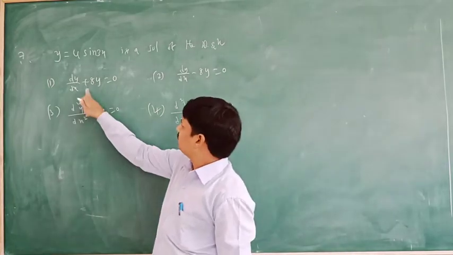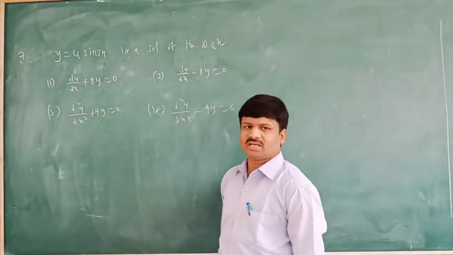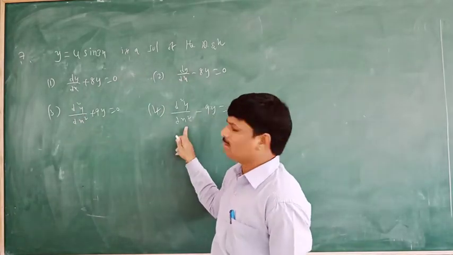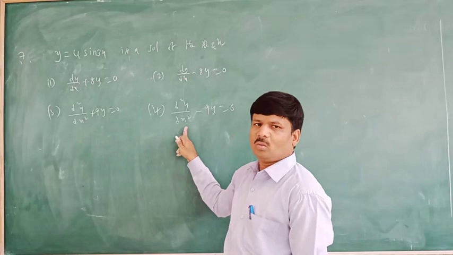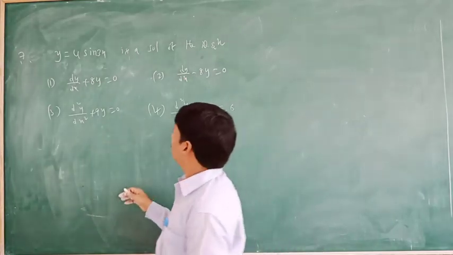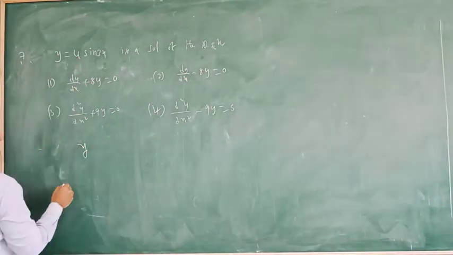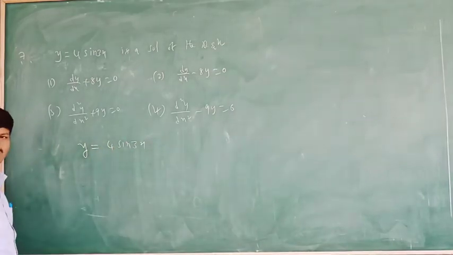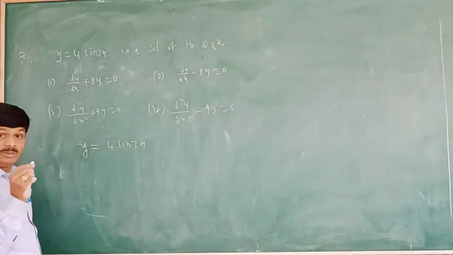Here also, four options are given, with dy by dx and d square y by dx square. But we don't know what the differential equation is. That is what I am going to find. First take the given function, y is equal to 4 sin 3x. First differentiate with respect to x.